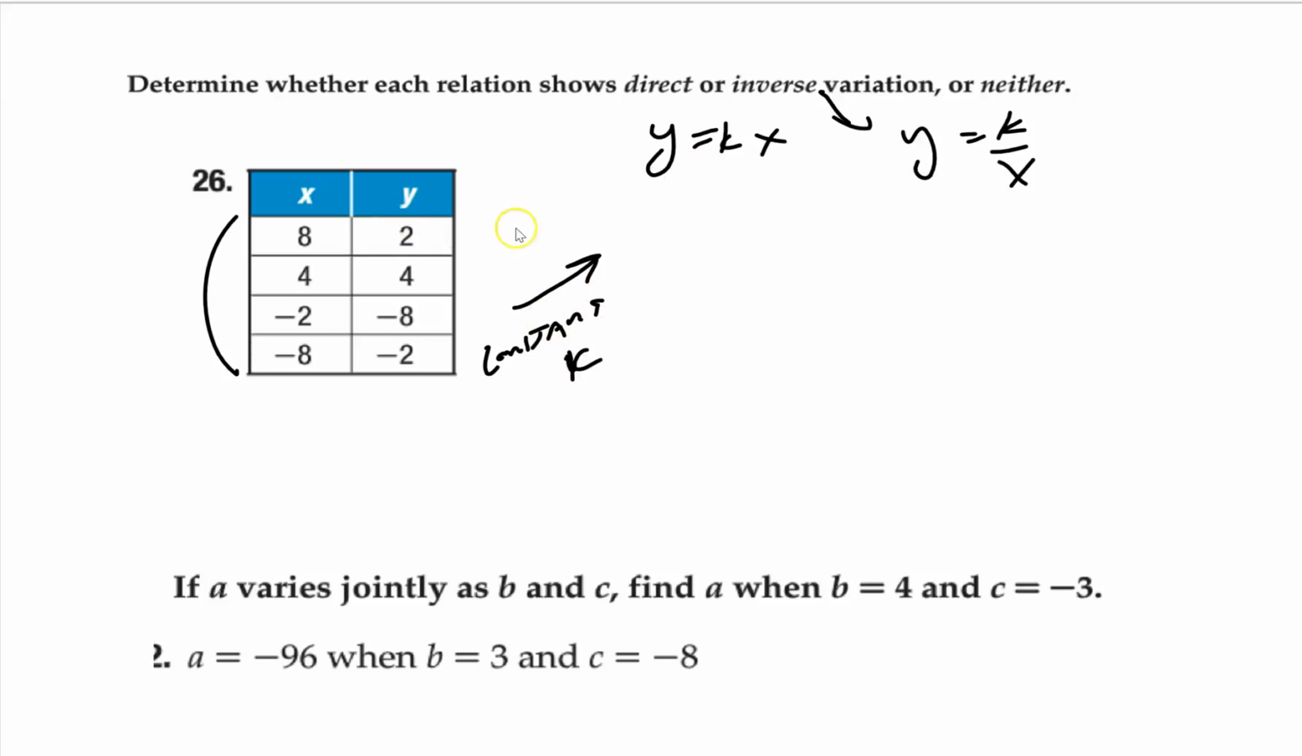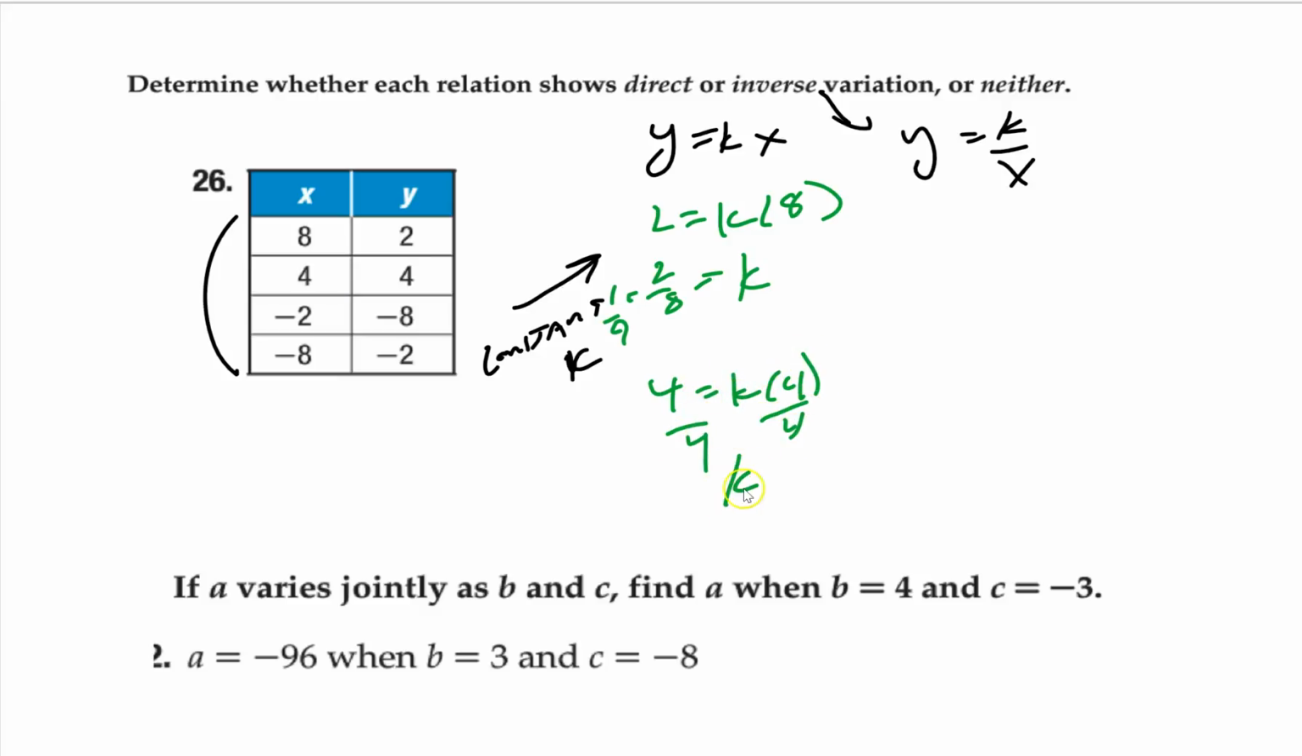So let's do this one first, right? So x is 8, y is 2. So you're like, okay, this is 2, K, x is 8. If I solve for it, I get K equals 2 over 8 or 1/4. Okay, so 1/4. Let's do the next one then. I get 4 equals K times 4. Divide by 4. K equals 1. Those are not the same. So it's definitely not direct. Right? Again, you want to get the same K every single time.